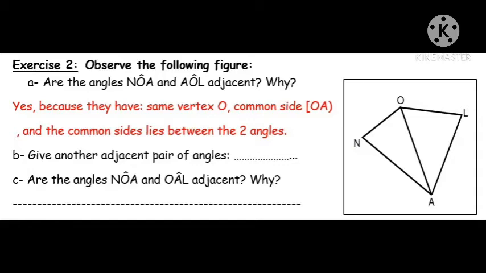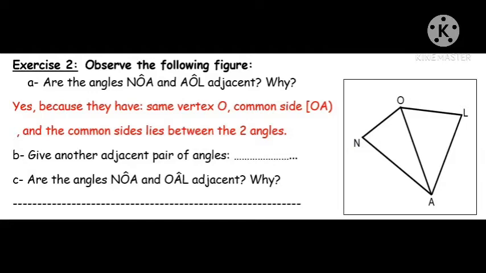Yes. Why? Because if you look, they have the same vertex, which is O. They have a common side, which is OA. NOA and AOL have common side OA. And their common side, which is OA, lies between the two angles. To check, I have to check the three conditions: having same vertex, having a common side, and their common side must lie between the two angles.